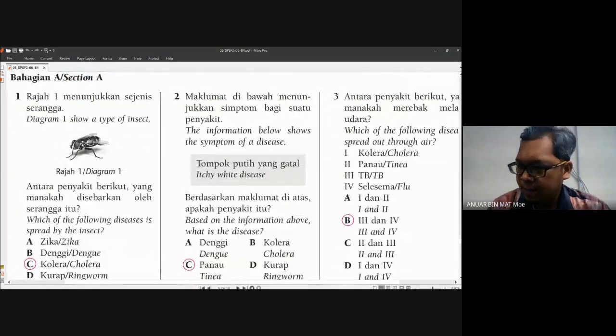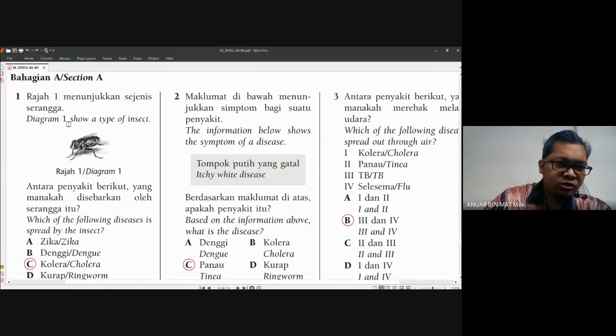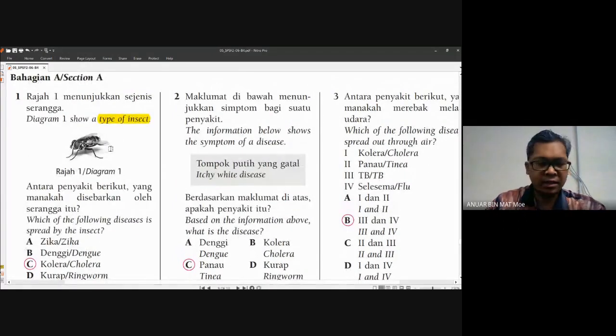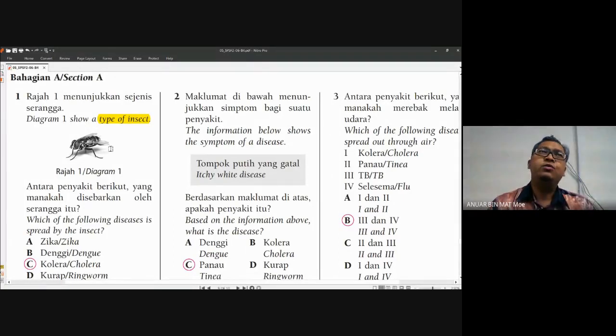Okay, section A, very easy questions. It consists of objective questions, A, B, C, and D. Diagram 1 shows one type of insect. So the question is, what is the name of this insect? Fly, right? So you remember, this is a fly. Make sure you can identify the names of the insects.